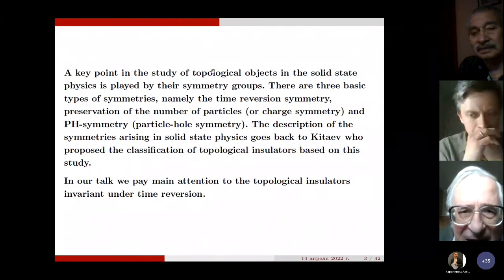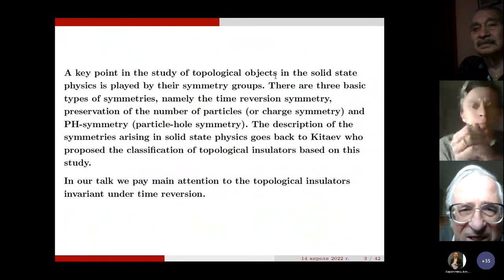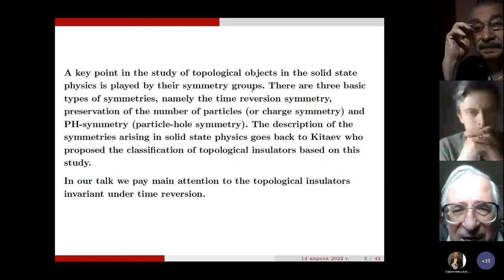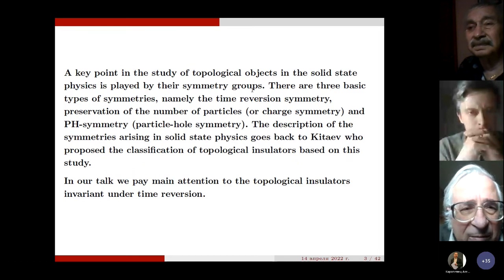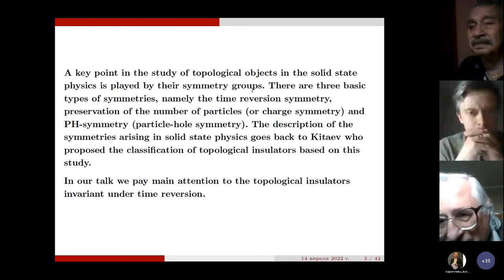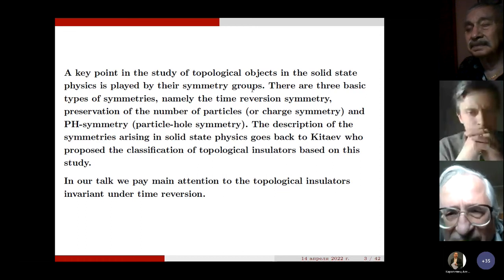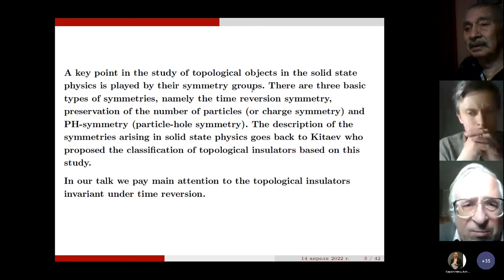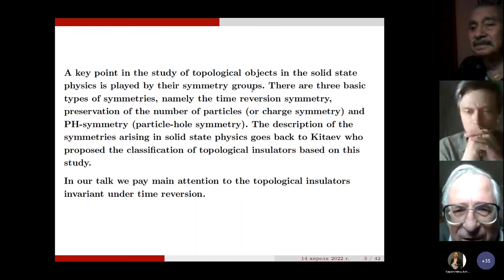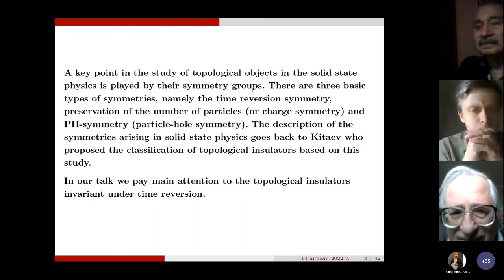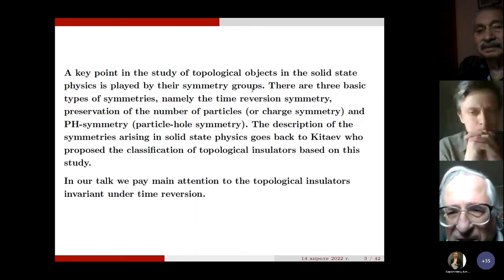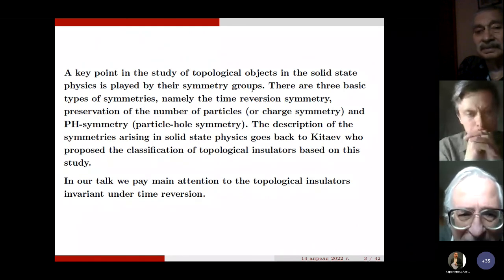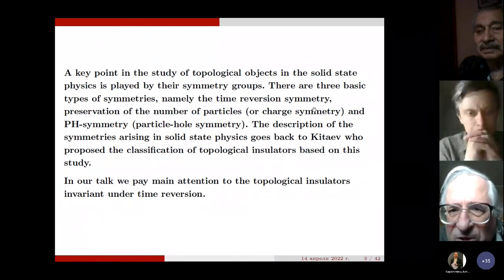A key point in the study of topological objects in solid state physics is played by the symmetry groups. There are three basic types of symmetries, namely the time reversal symmetry, preservation of the number of particles, or in other words, charge symmetry, and PH symmetry, which means particle-hole symmetry. The description of these and other symmetries arising in solid state physics goes back to Alexei Kitaev, who proposed the classification of topological insulators based on this study. In our talk, we pay main attention to the topological insulators invariant under time reversal symmetry.